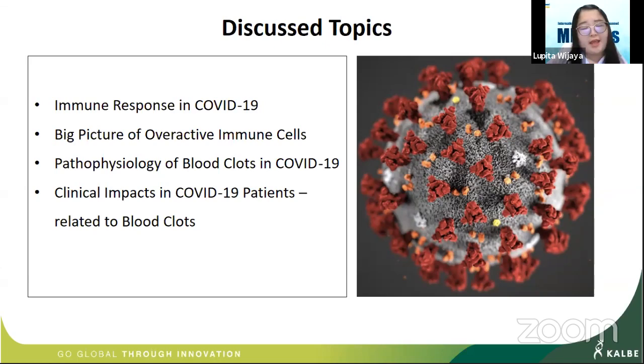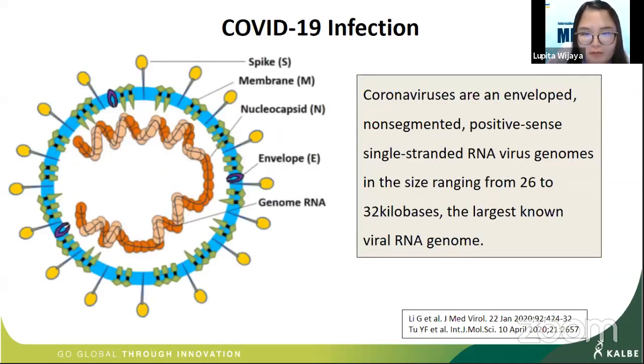The topics that we will discuss today are, first, the immune response in COVID-19, normal versus pathogenic. The second is the big picture of overactive immune cells. The third is the pathophysiology of blood clots in COVID-19 patients. And the last is, what are the clinical impacts in COVID-19 patients that are related to blood clots? Before we jump into the immune response in COVID-19 patients, I want to remind you first about COVID-19 infection. As we know, COVID-19 infection is caused by coronavirus, SARS-CoV-2, which has single-stranded RNA with a size ranging from 26 to 32 kilobases.